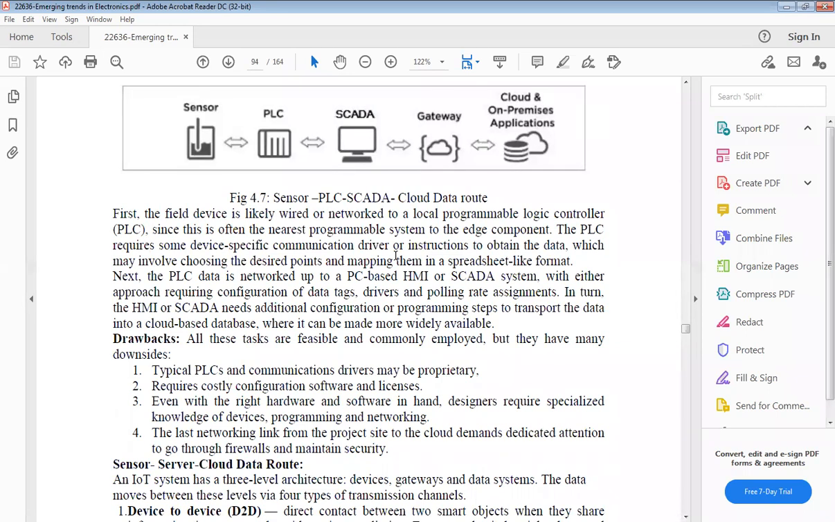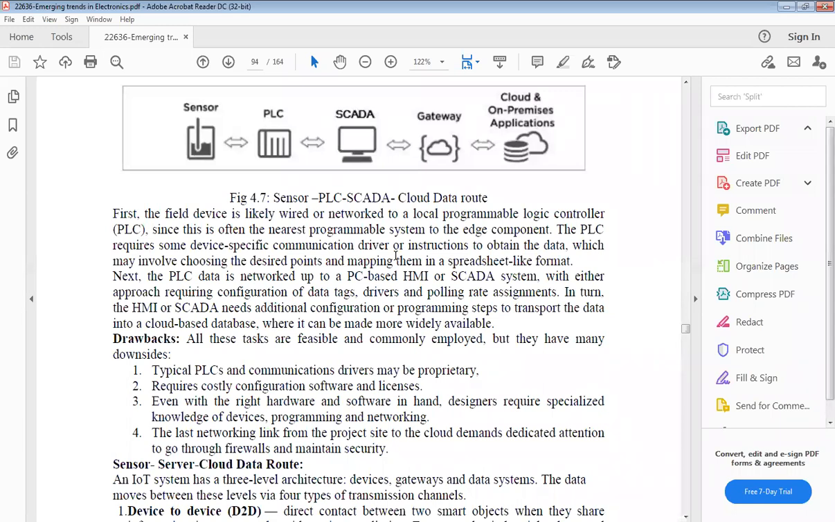Even with the right hardware and software in hand, designers require specialized knowledge of devices, programming, and networking. You know that PLC operators must have some specialized knowledge. So specialized operators are required for operating this data routing. The last networking link from the project side to the cloud demands dedicated attention to go through the firewalls and maintain security. So security and firewall maintenance is a cumbersome task. It is a somewhat difficult task in the case of a PLC SCADA system.